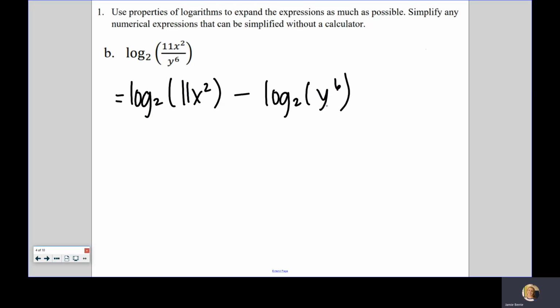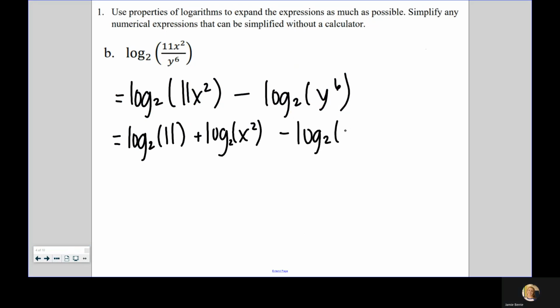All right, I'm going to work on this second term in just a minute, but the first thing I need to do is look at this term. I have log base 2 of 11x squared. I can go ahead and use the product rule to break that up or expand it. So that would become log base 2 of 11 plus log base 2 of x squared minus, now let's work on this one. Or actually, we'll come back and work on that one in just a minute. Sorry.